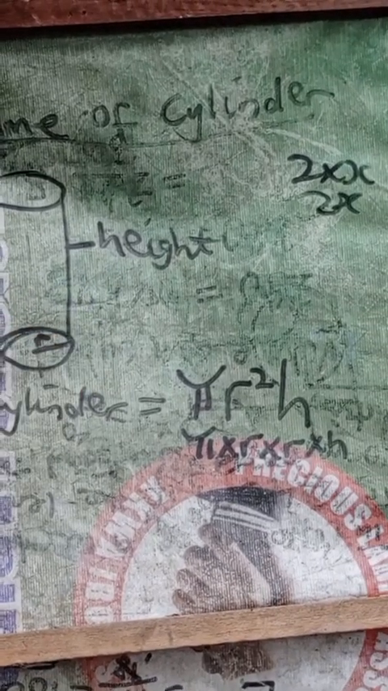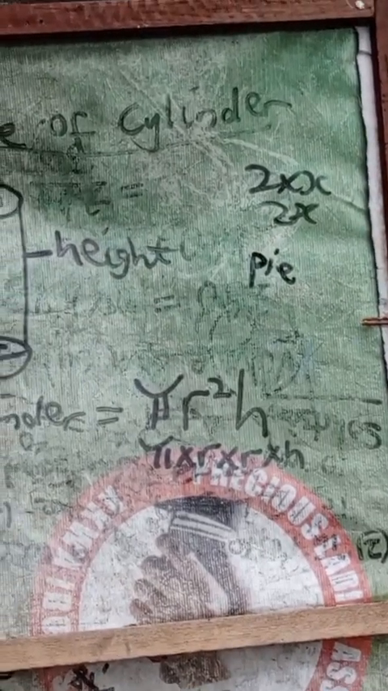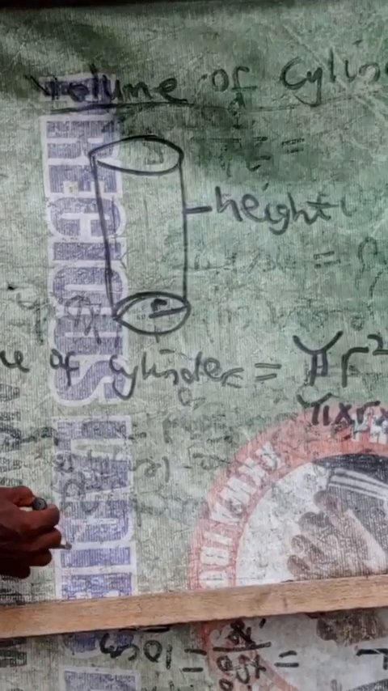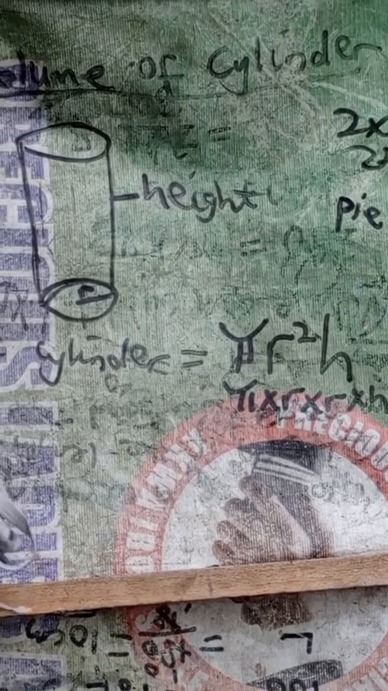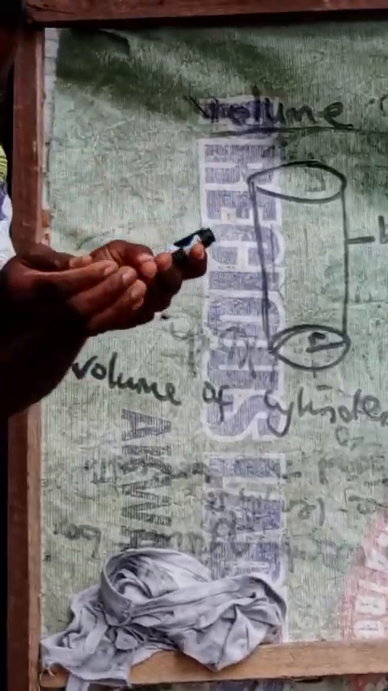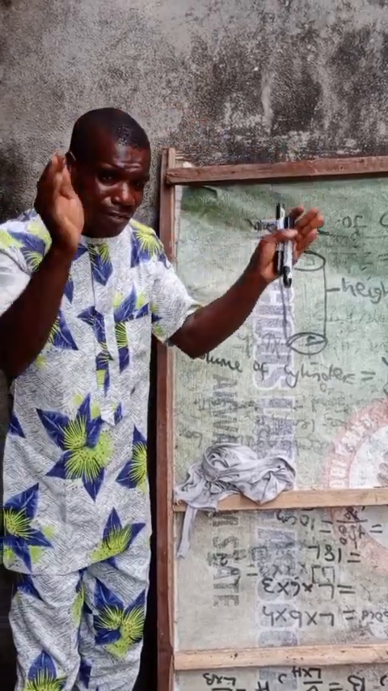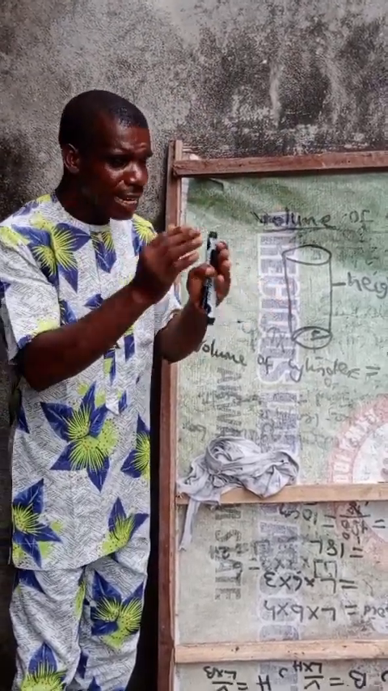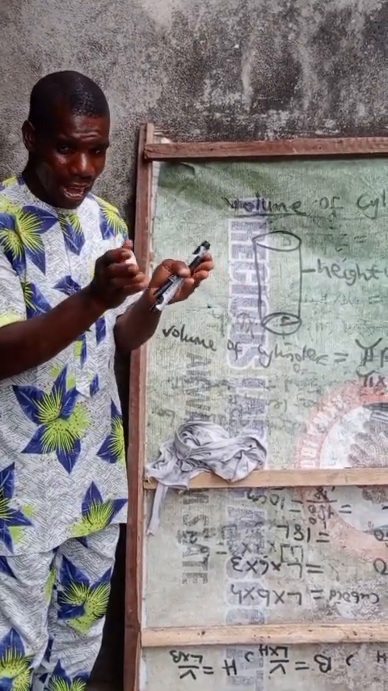And then you have been hearing about pi. Any shape that is circular in nature must have pi. If I'm talking about a square, you will not hear me mentioning pi because it's not circular in nature. And then what is this pi? No matter how big a circle is, no matter how small a circle is, they are related. They have a constant value, a constant number, and that constant number is 22 over 7. That is the value of pi.